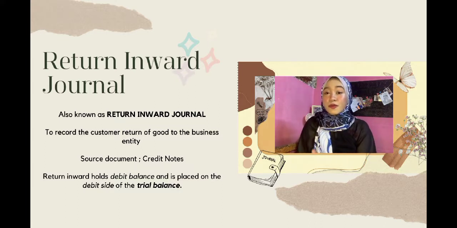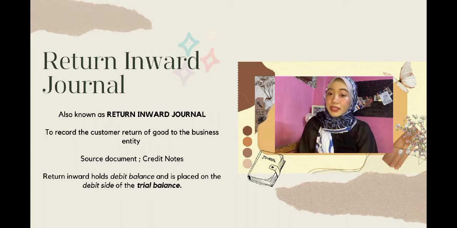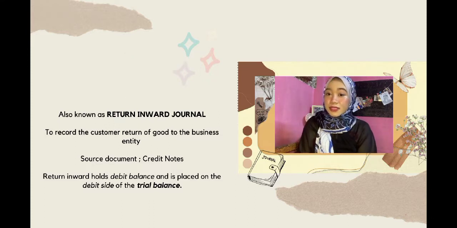First of all, the reason might be that they got an unsatisfactory item, wrong sizes, wrong item, or maybe it has a defect. For information, the source document for the returns inward is the credit note. Returns inward also holds a debit balance and is placed on the debit side of the trial balance.